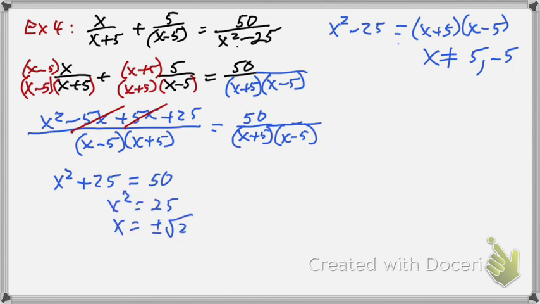I go ahead and work this out, and I get my answer is either -5 or 5. Don't make the mistake of thinking you're done, because go back and look. What two values could x not be? 5 and minus 5. So that means this thing has no solution.